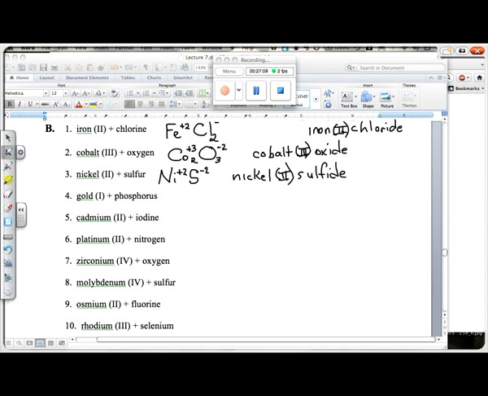All right. Gold, positive 1. Phosphorus, group 5, gains 3 to make 8. 3 positive 1s to cancel out that negative 3. So this is a ratio of 3 cations to 1 anion, 4 ions altogether, and the name is gold 1. Oops.